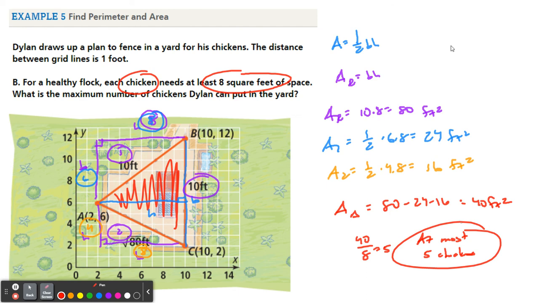All right, so hopefully this lesson went well. Big time OST stuff here. Finding perimeter and area using coordinates.